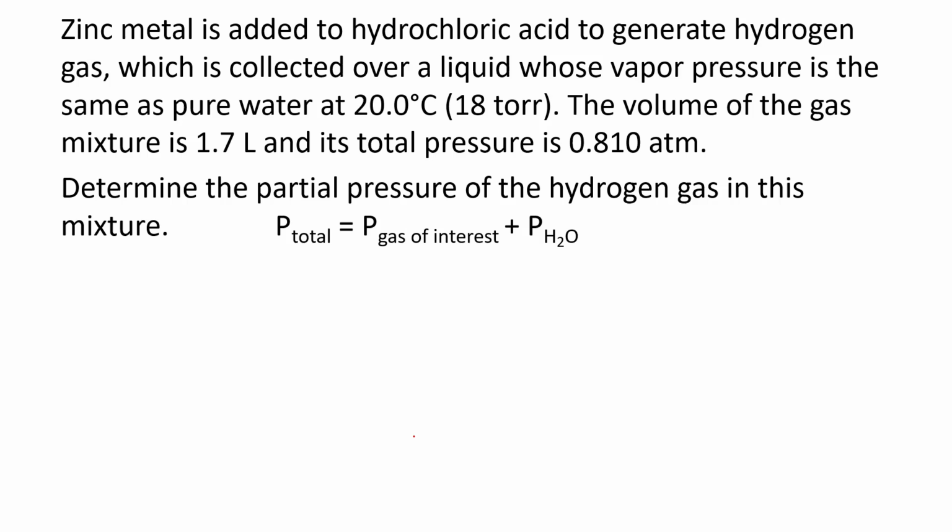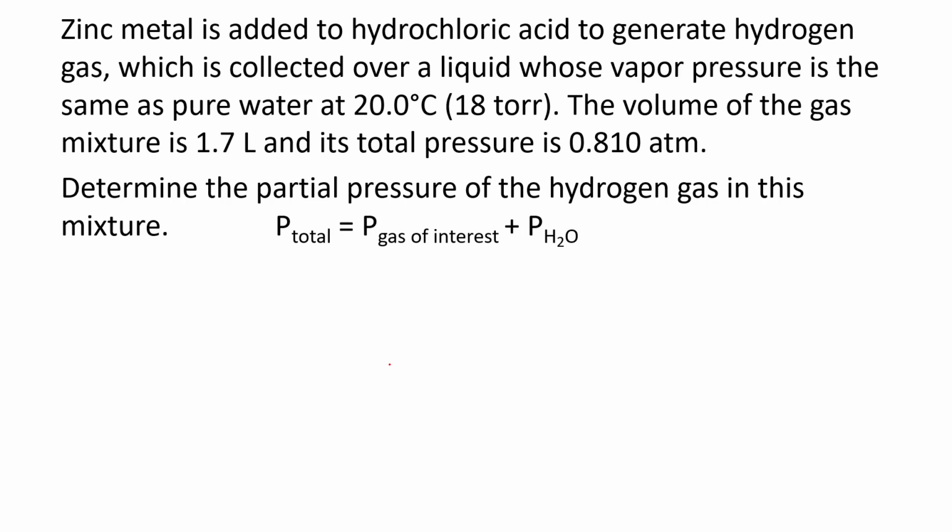Zinc metal is added to hydrochloric acid to generate hydrogen gas, which is collected over a liquid whose vapor pressure is the same as pure water at 20 degrees Celsius, which is 18 torr. The volume of the gas mixture is 1.7 liters, and its total pressure is 0.180 atm. Determine the partial pressure of the hydrogen gas in this mixture.